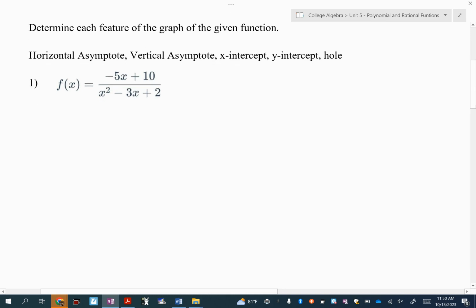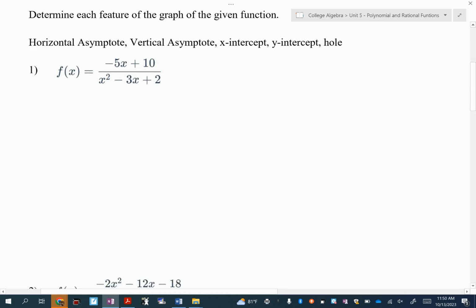So again, whatever order you want: asymptotes, intercepts, if there are any holes, whatever you want. I usually do the holes first because you can see that when you factor. So let's go ahead and factor here. Factor out the -5, which leaves me with x minus 2. All right, and if I factor this quadratic trinomial in the denominator, I have x and x. What are factors of 2 that add to -3?